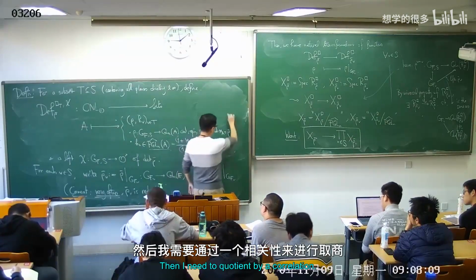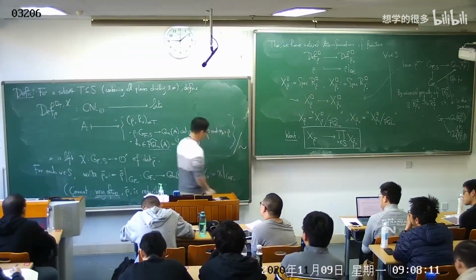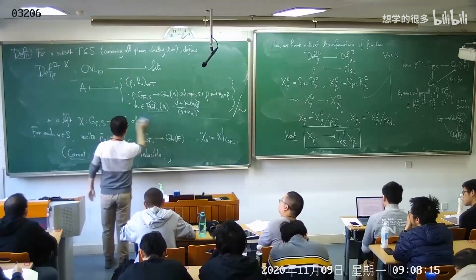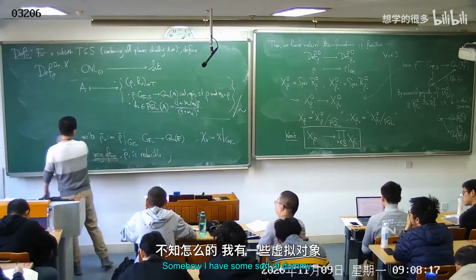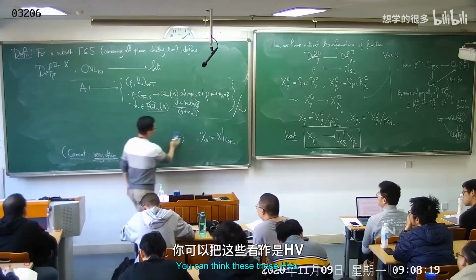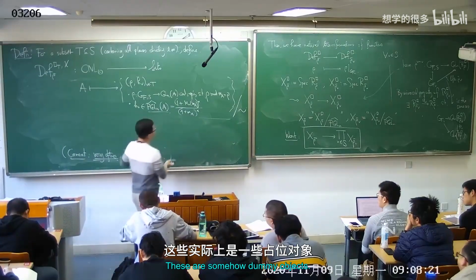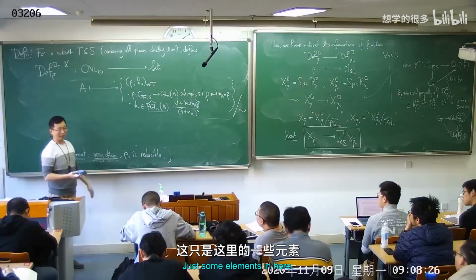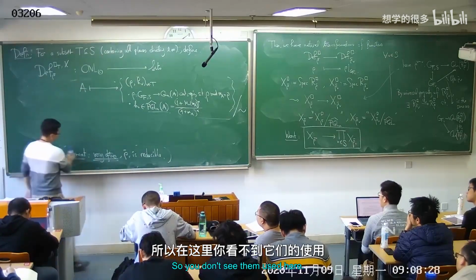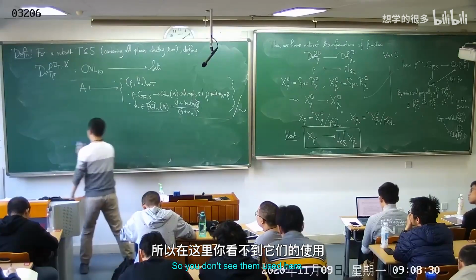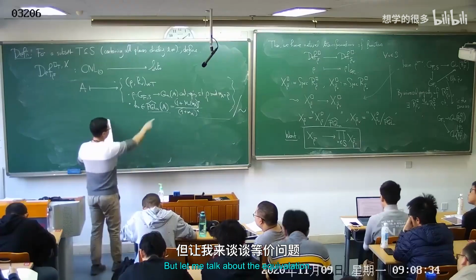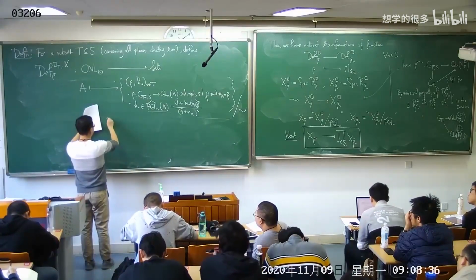Then I need to quotient out by a relation. I'll say what this equivalence relation is. Somehow I have some sort of dummy objects. You can think of these H_v as dummy objects. They have nothing to do with the representation, just some elements in here, right? So you don't see them used here. We'll see how they're used later. But let me talk about the equivalence relation.